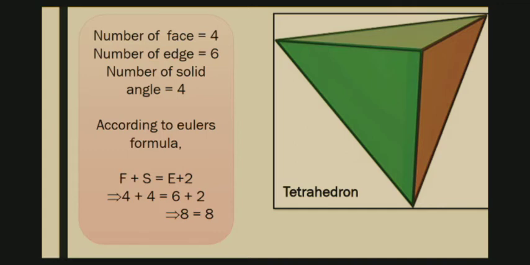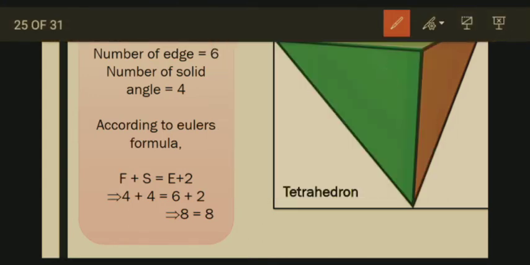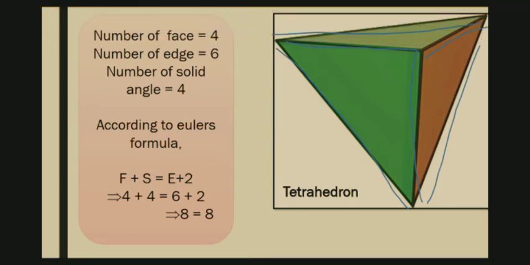Tetrahedron: you know that tetra means 4, and hedron means faces. There are 4 faces present. Then how many edges are there? 1, 2, 3, 4, 5, then 6. There are 6 edges and 4 faces. Then how many solid angles are there? This is 1, 2, 3, 4 solid angles.